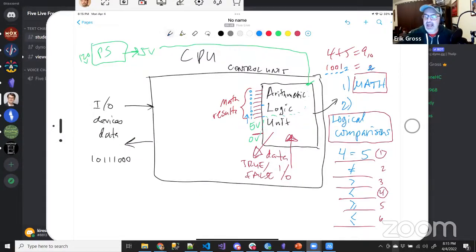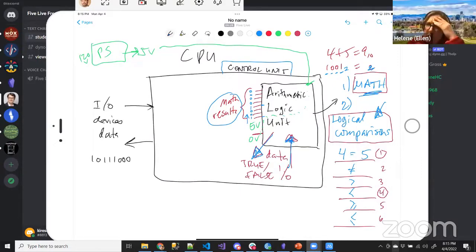All right, so that's the ALU, the arithmetic logic unit. And again, it does two things. It does math and logical comparisons. So anytime this whole big thing called the control unit needs work to be done, it'll send the data in. Here's data coming in. If it's a comparison it wants, it'll get the answer out as a true or false. And if it's math that it wants done, it'll get the result out as a binary number. Questions about the ALU?